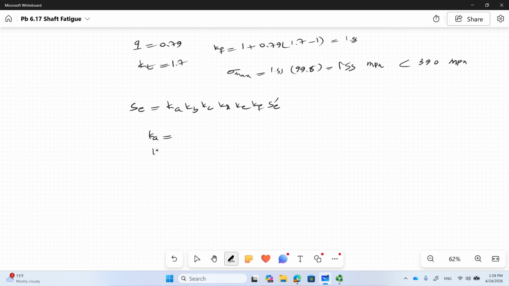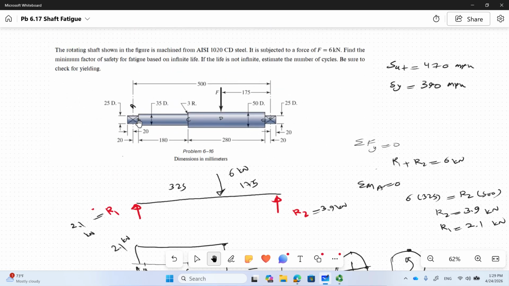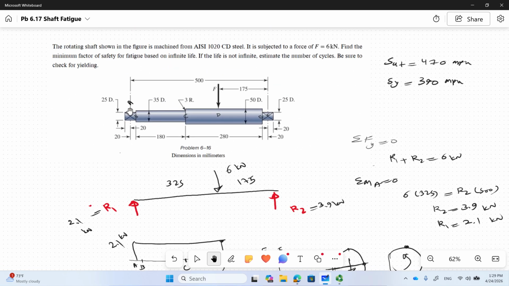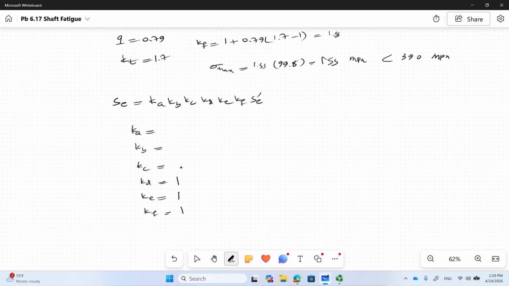Ka was surface finish factor. I'm going to calculate that. Kb was size factor. Kc was load factor. Kd was temperature factor. Ke was reliability factor, and Kf was miscellaneous factor. This problem doesn't tell me anything about temperature or reliability or miscellaneous things, so I'm going to consider those as 1. For load factor, since this is a rotating shaft and the load is similar to a Moore's machine, it's rotating bending, so Kc will be 1. So all I need to do is find Ka and Kb.